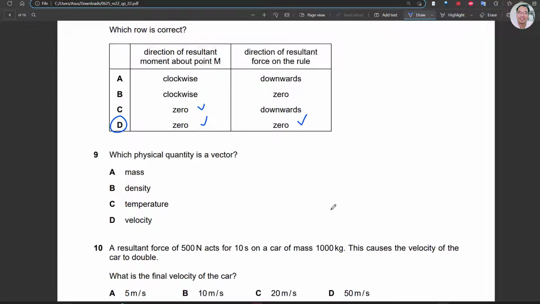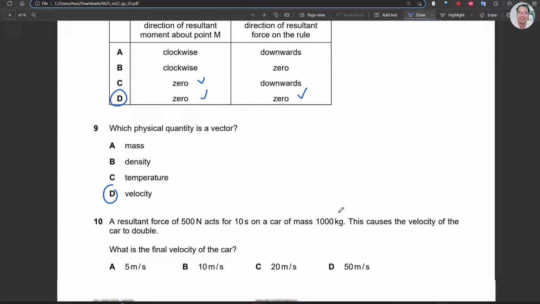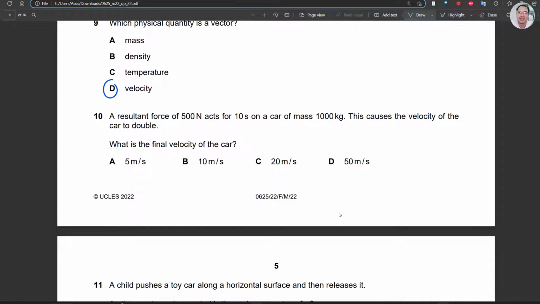Which physical quantity is a vector? Very easy, huh? Velocity. A resultant force of 500 newtons acts for 10 seconds on a car of mass 1000 kilograms. This causes the velocity of the car to double. What is the velocity of the car? 10 seconds. Think about it. 2 minutes. Oh, okay.